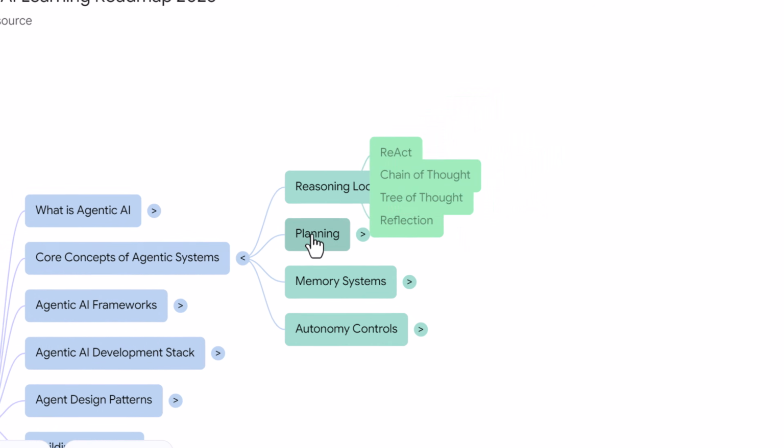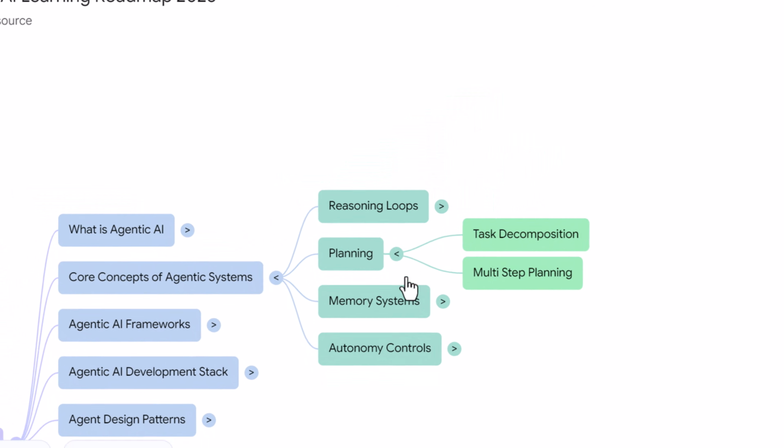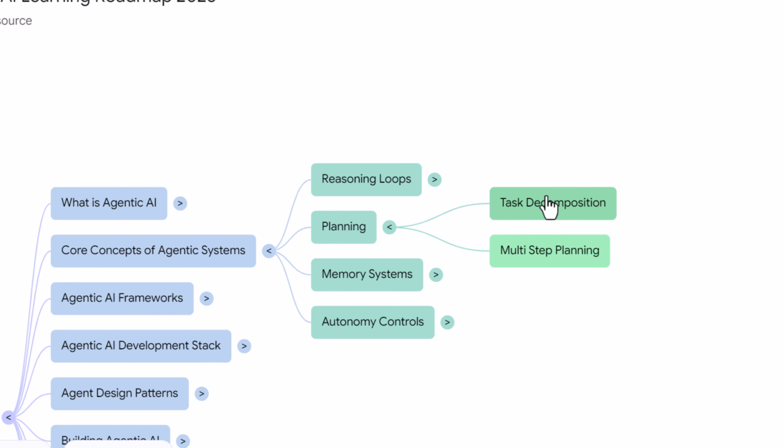Planning is the next major component. Agents must perform task decomposition, meaning they break a large task into smaller manageable steps. Multi-step planning ensures the agent sequences those steps in a meaningful order, much like a workflow.